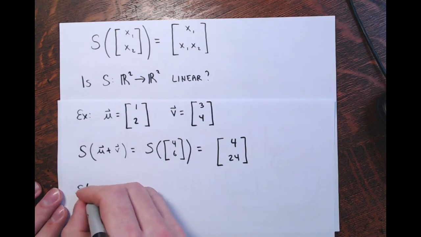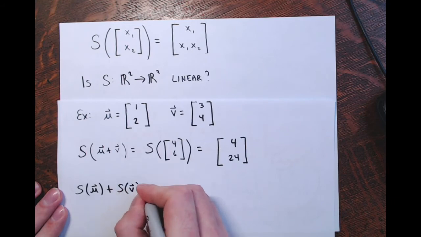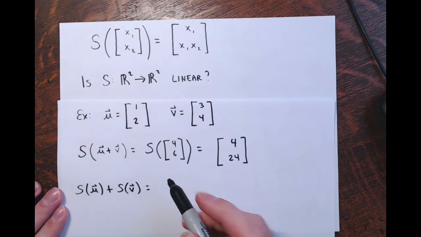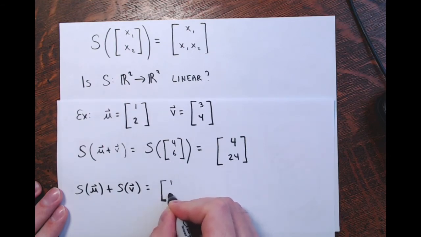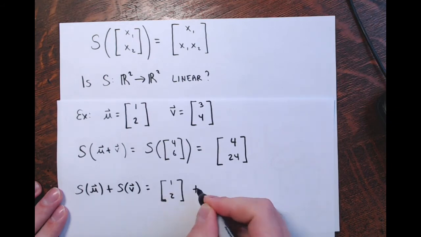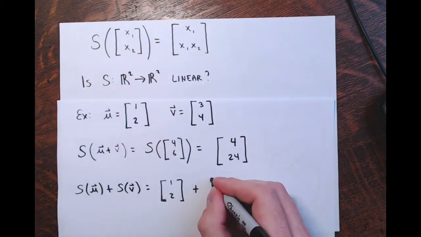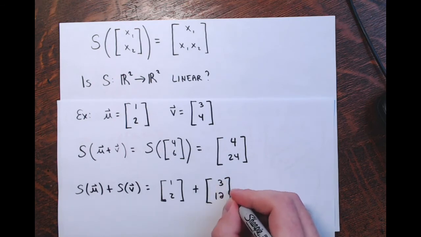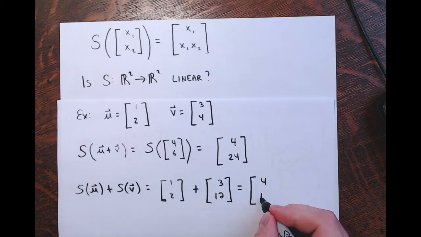Now the other side is S of u plus S of v. Well, if I apply S to u, to 1, 2, I'm going to get 1, 2 again. 1 for the first component, and then 1 times 2 for the second component. And then I apply this rule to v, going to have 3 for the first component, and then 3 times 4, which is 12 for the second component. Add these up, and you're getting 4 for the first component and 14 for the second. Not equal.